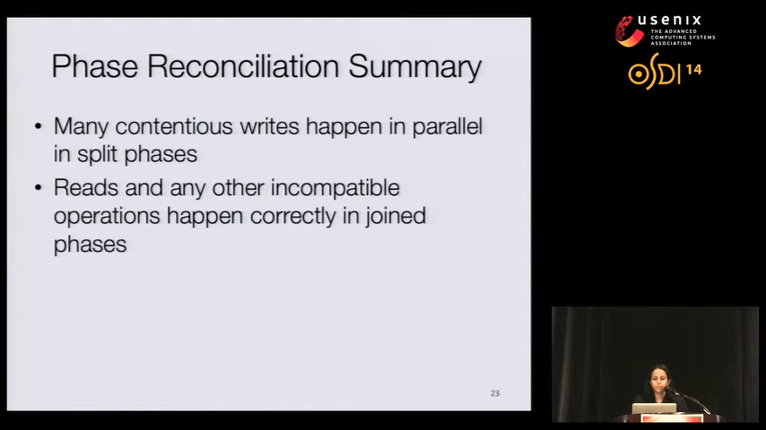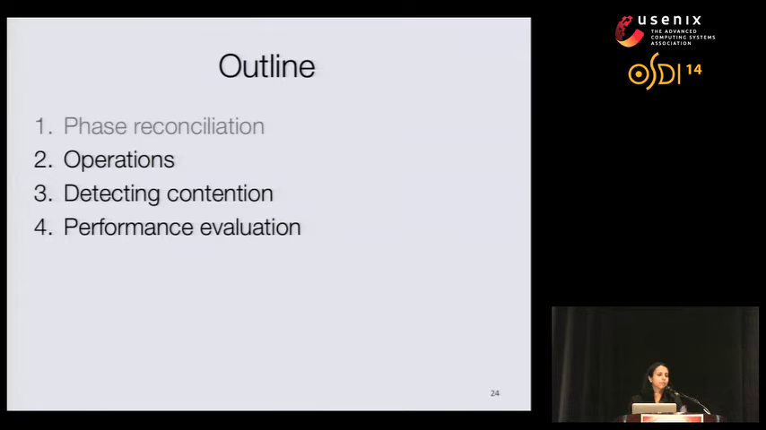So here's a summary of phase reconciliation. We hope that many contentious writes happen in parallel in the split phases, and reads and any other incompatible operations happen correctly in the joined phases. So now let's find out what makes an operation splittable.